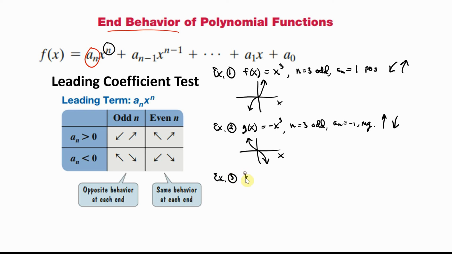Example 3, h of x is equal to x squared. Here n is equal to 2. A sub n is equal to 1. It's positive. So you just look at the graph first, and then you know how the math works. That rises to the left and rises to the right.